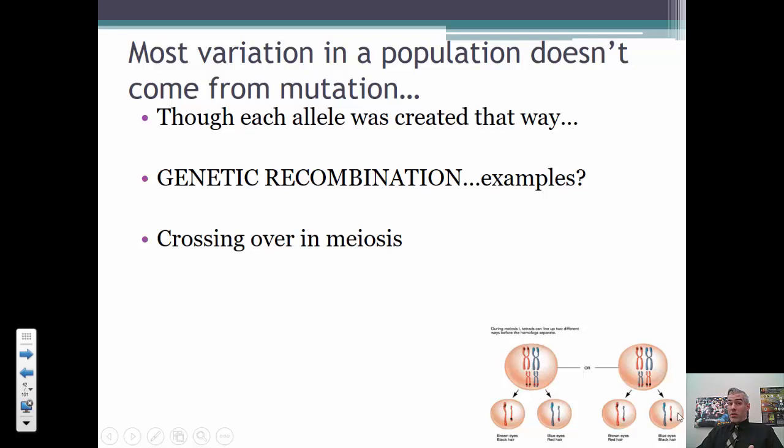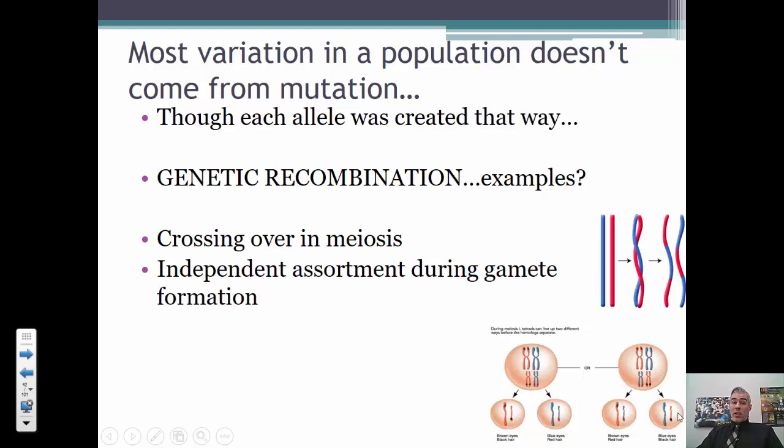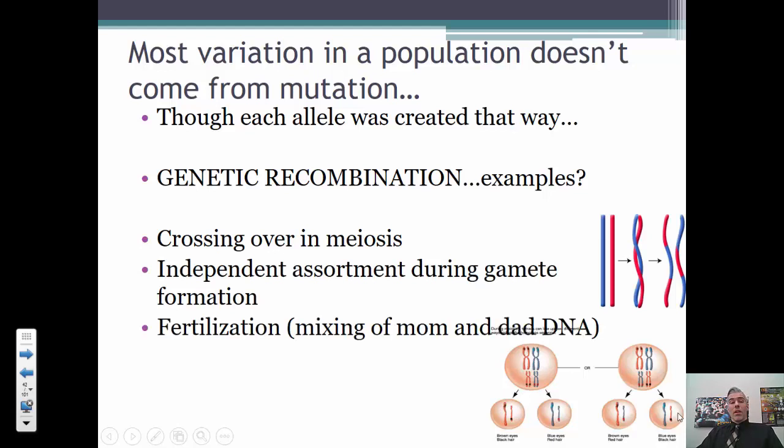Crossing over during meiosis, okay? Independent assortment during gamete formation, and then finally, the fertilization event itself, which is the fusion of two different individuals' DNA together to create a new individual, or two haploid gametes that fuse to create a diploid zygote that is completely genetically unique from either of those individual parents, but is a mix of those two.